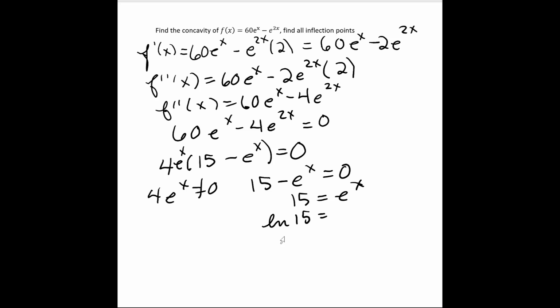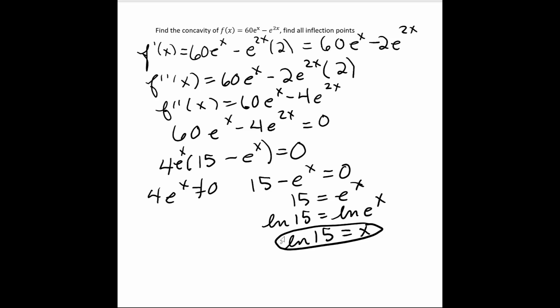I need to set them both equal to 0, so I have 4e^x is 0, and I have 15 minus e^x is 0. The first one, 4e^x, is never going to be 0. But 15 minus e^x says 15 is e^x. You can take the natural log of both sides. So the natural log of 15 is the natural log of e^x, which says the natural log of 15 is x. So this is my only point that's going to split it up.